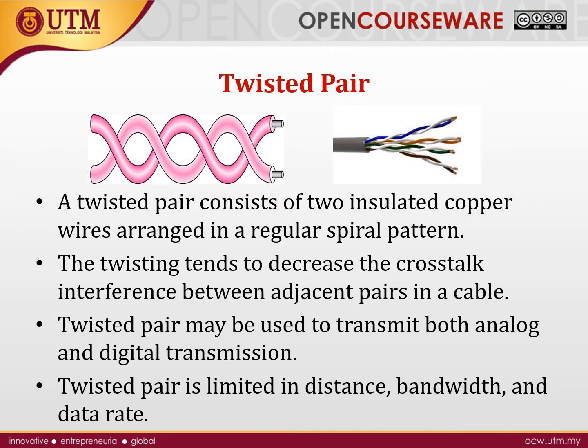The first type is twisted pair, and it's called twisted pair because it consists of two insulated copper wires which are arranged in a regular spiral pattern. The main purpose of the twisting here is that it decreases the crosstalk interference between the pairs in a cable. The twisted pair may be used to transmit both analog and digital transmission as well. And it's limited in distance, bandwidth, and data rate.